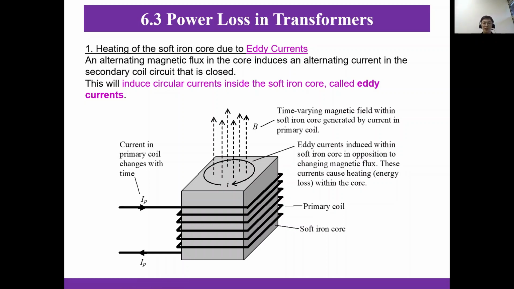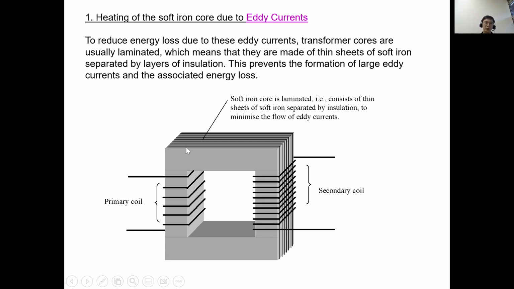Okay, so if you want to prevent energy loss, what you need to do is to slice up the core in the following manner. You have one layer of metal and you have one thin layer of laminate, denoted by this black line. That means something that does not conduct electricity. And then repeat this structure.